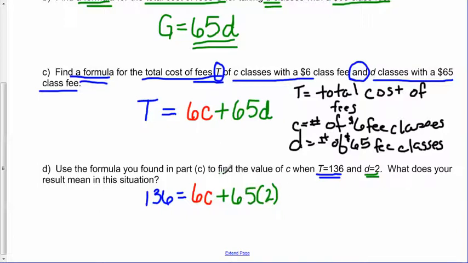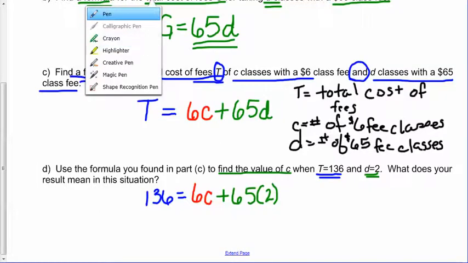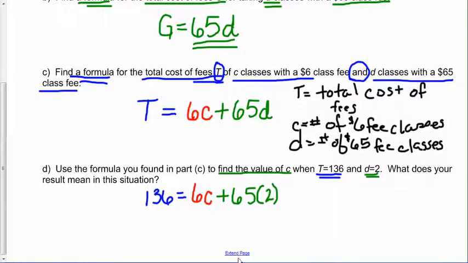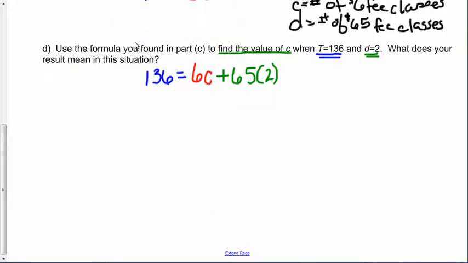Now remember they asked us here to find the value of C. So we need to solve this for C. So let's do that. I'm just going to extend my page a little bit. Oops, sorry about that. We're going to extend the pages so we have a little bit more space to write here. So 136, we're going to solve this equation for C. But we have to simplify the right side first. So 6C plus, well, 65 times 2 would be 130.